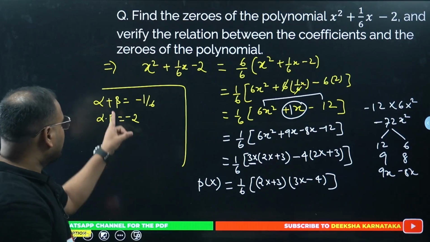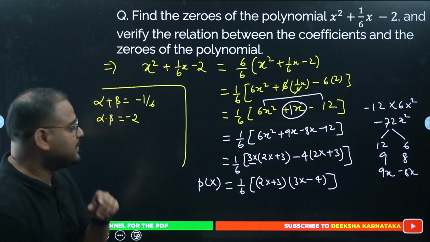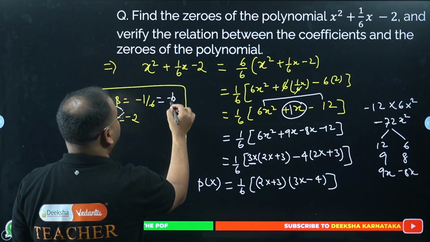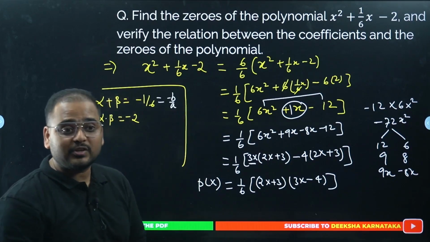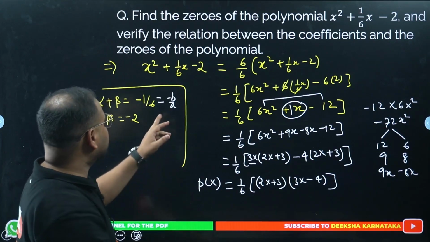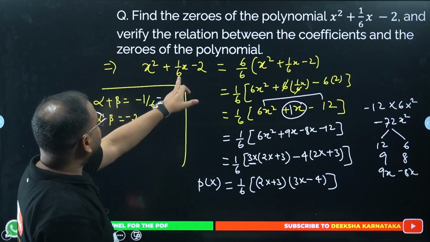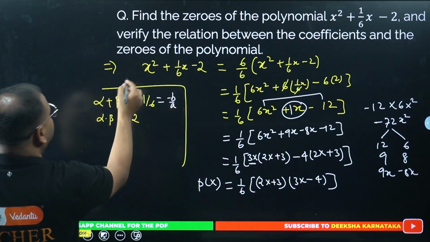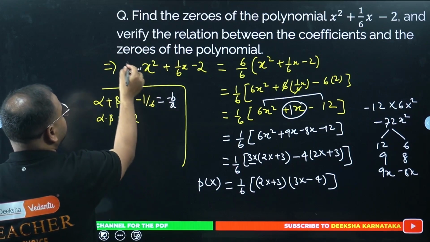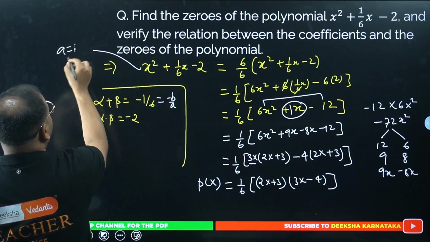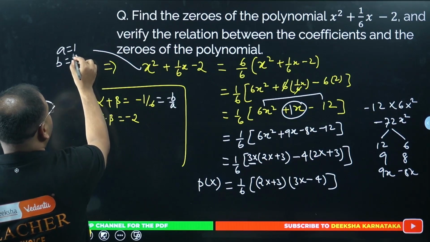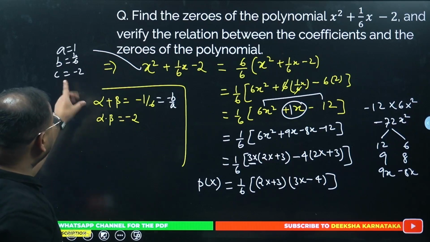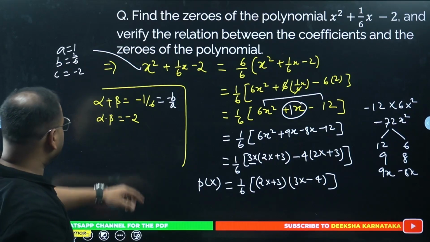Okay. What is sum of the roots? Minus b by a. Remember the formula, guys. If you don't know the formulas, then how can you solve the question? So keep working on the formulas. So minus b by a. What is minus b? If this is my a, b, c, compare here. This is the given polynomial, no? A is 1, b is 1 by 6, c is minus 2, right? So what will be minus b by a?